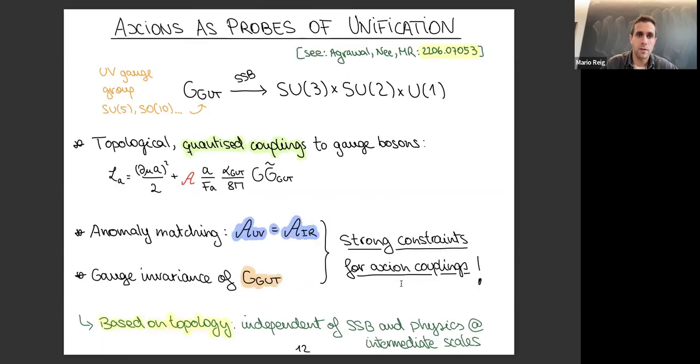Okay. Now, what we have done is to propose axions as a nice way to probe unification. And this is because, as I said, they have this kind of quantized or topological interactions with gauge bosons. So what I want to show you is how you can use anomaly matching arguments and gauge invariance of the UV group, which, by the way, can be your favorite simple GUT, can be SU(5), SO(10), E6. Everything I'm going to say is independent of the gauge group as long as it's unified in the far UV. So I'm going to show you how you can get strong constraints for axion couplings, totally independent of intermediate scale physics and independent of the symmetry breaking pattern.